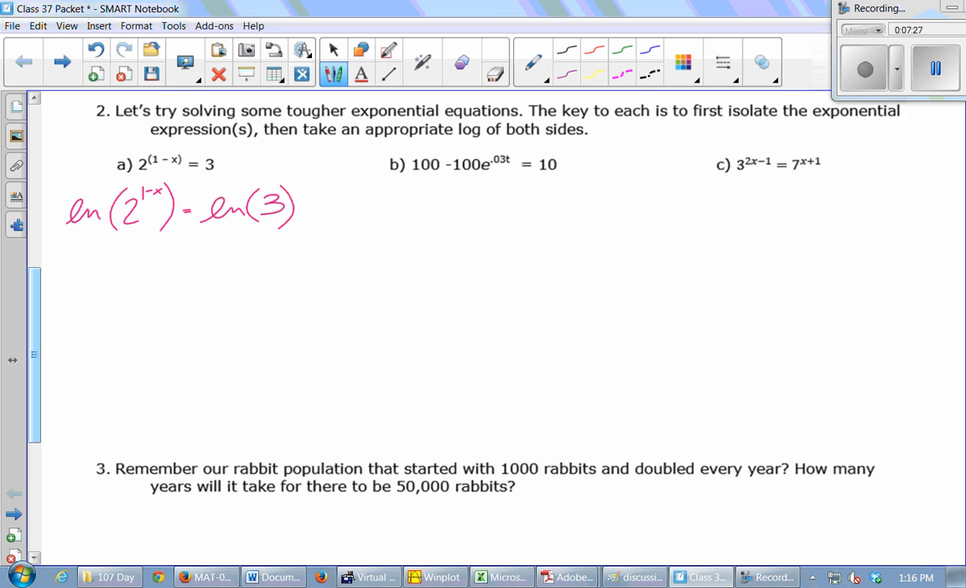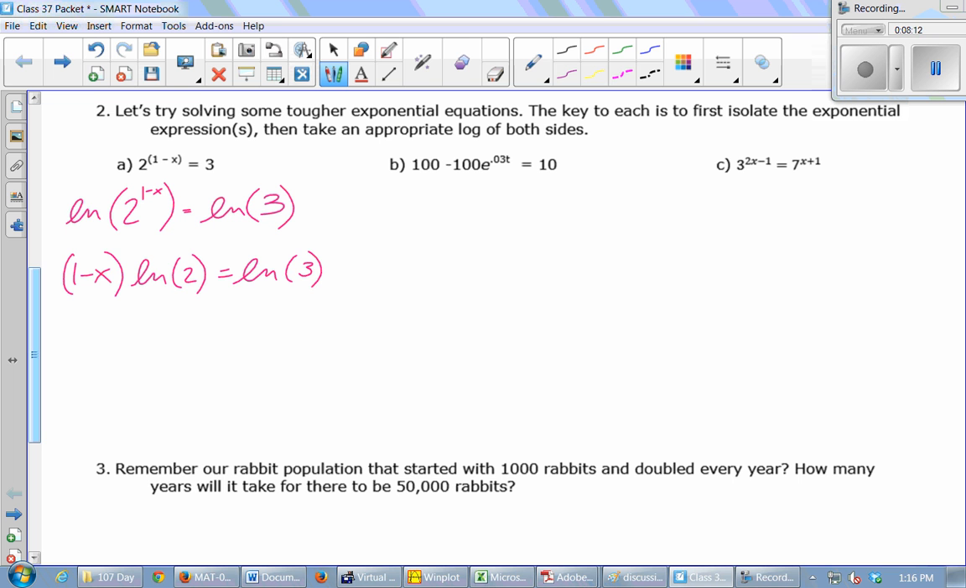So now I can use my great property of logarithms that lets me take my exponent and bring it down in front. So I'm going to take that whole exponent of 1 minus x and bring it down in front of the ln of 2. All right, now what do you want to do? Divide by ln 2. Is there anything else that you might want to do here? Yes, that's after you divide by the ln 2. But is there an alternate thing you could do instead of dividing by ln 2 here? You could distribute, yeah. ln 2 is just a number, right?